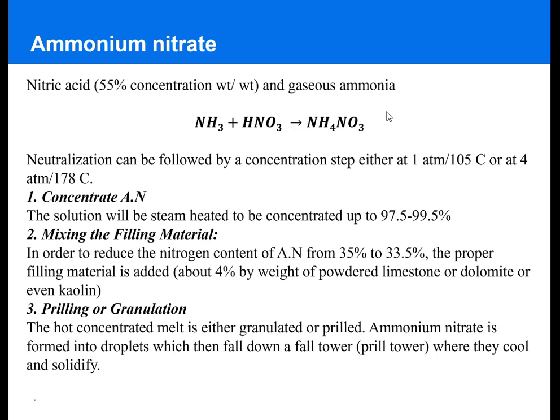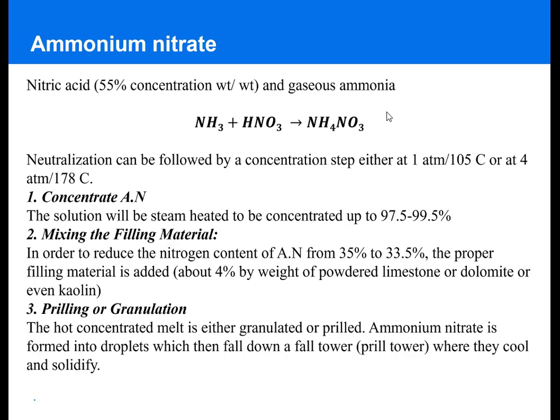The second fertilizer is ammonium nitrate, which is made by the reaction of nitric acid with gaseous ammonia. That neutralization reaction can be followed by a concentration step, either at 1 atmosphere and 105 degrees Celsius or 4 atmosphere and 178 degrees Celsius. That concentration step leads to a concentrated ammonium nitrate that pumps the concentration up to like 97 to 99%.